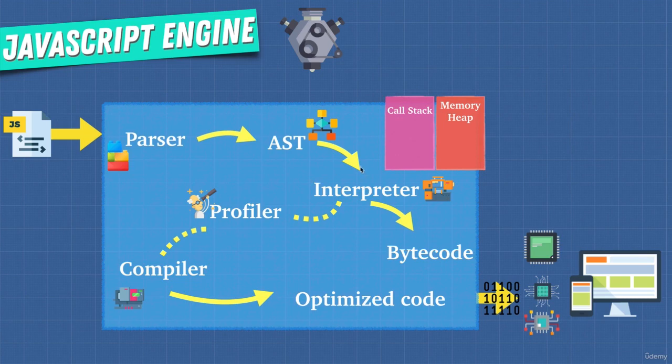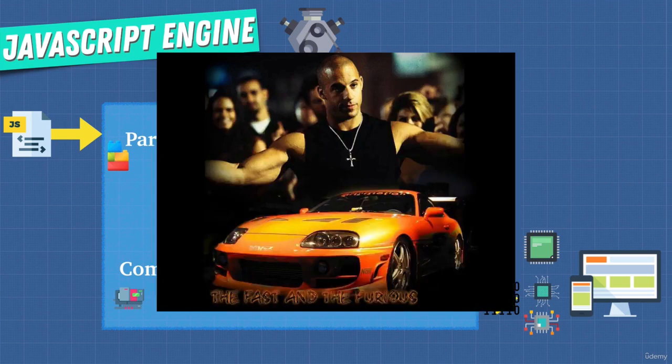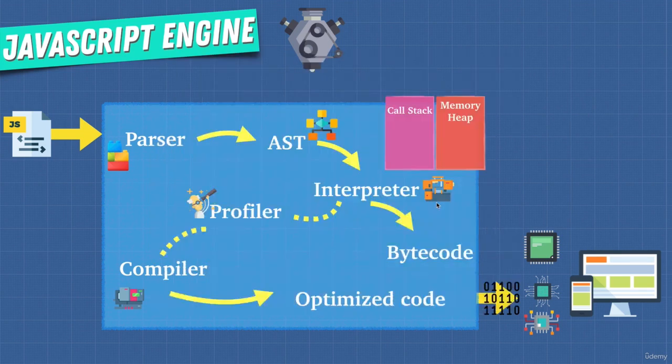Initially, the code gets sent to the interpreter. And in the V8 engine, this is called Ignition. I know they have really cool sounding names to make them sound like they do things fast. But this interpreter in the V8 engine is called Ignition, and it takes this AST and spits out bytecode.